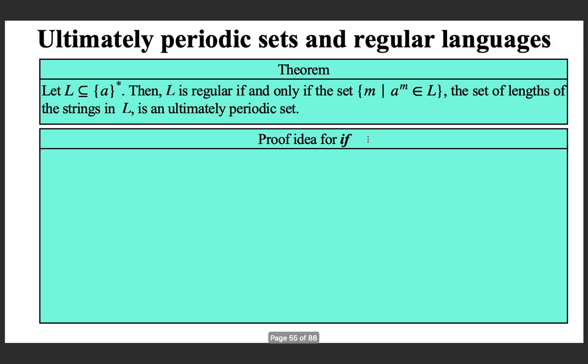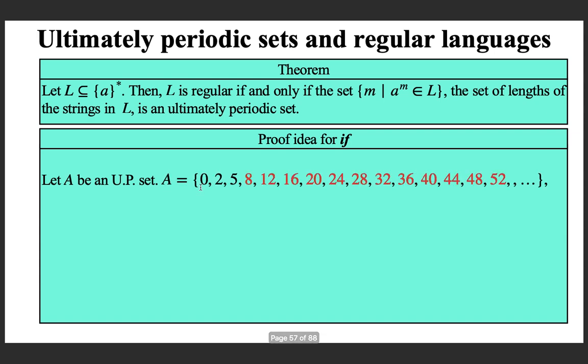Now maybe we can look at the proof idea for the if part. For that, suppose A is an ultimately periodic set. For example, you take this as the ultimately periodic set. You have a finite prefix 0 to 5, and starting with 8, you have all the elements at a distance of 4: 8, plus 4, plus 4, plus 4, likewise it goes. So it is an ultimately periodic set.